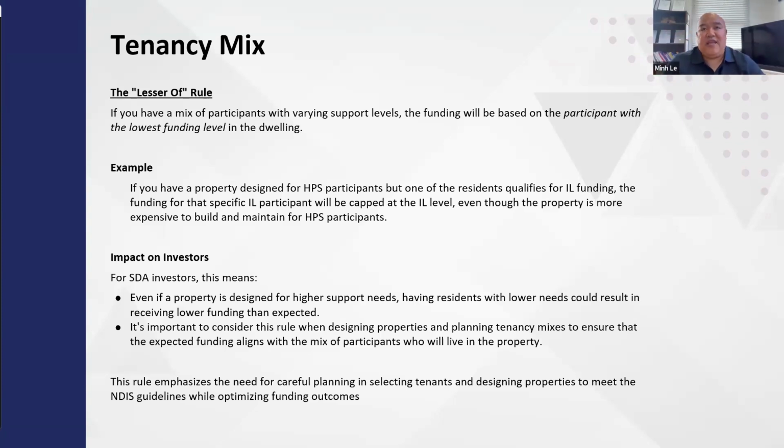The lesser of rule. So in theory, you might get a $90,000 1 to 2 participant coming in and applying, a $50,000 1 to 3 participant applying, and a $35,000 IL 1 to 2 applying. The lesser of rule always applies, the lesser of number. Not many people understand this rule until after the fact. So just because you build a 2-tenant house doesn't mean you'll get that $90,000 average. It's always the lesser of rule.